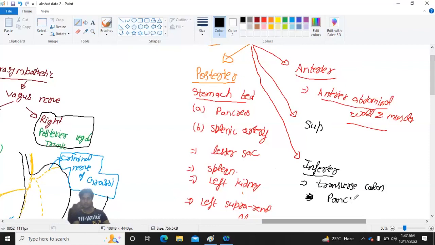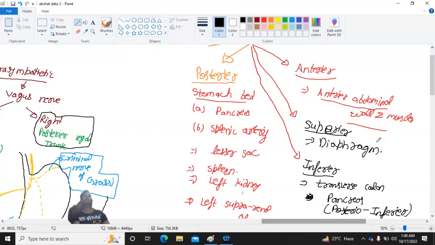Pancreas we can write, posterior we will write, just write below posterior inferior. But in superior, not much. In superior just write diaphragm. Diaphragm is in the superior relations of the stomach. So basically these are the relations of the stomach. Done.